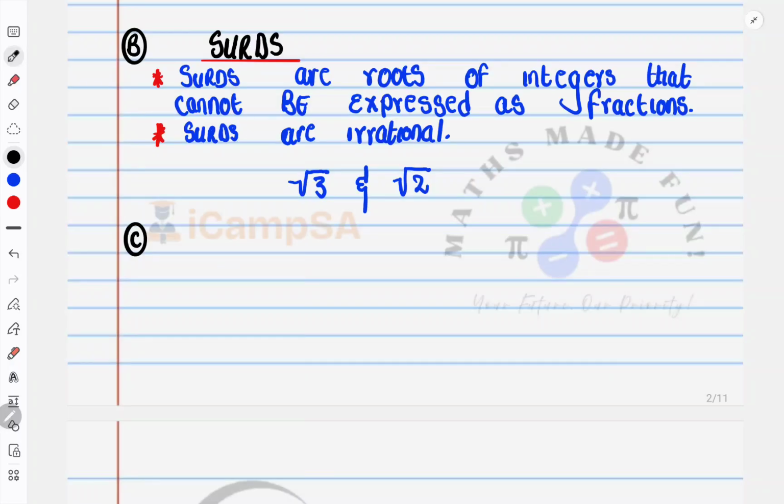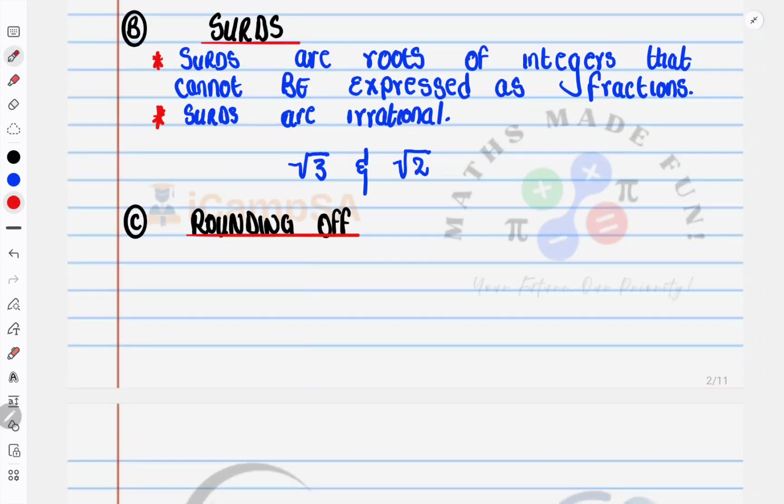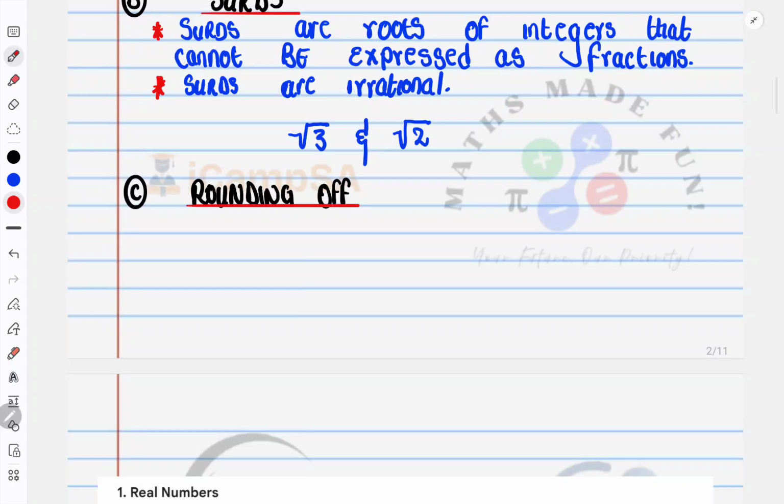And then for number C, we'll talk a little bit about rounding off. This is still part of algebra or algebraic expressions. Rounding off. Okay. When we are rounding off, we are dealing with decimals, the numbers with the comma. Dealing with decimals.